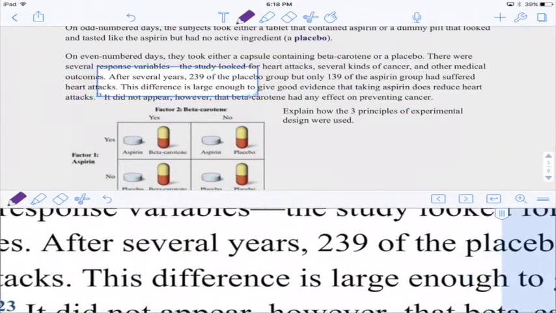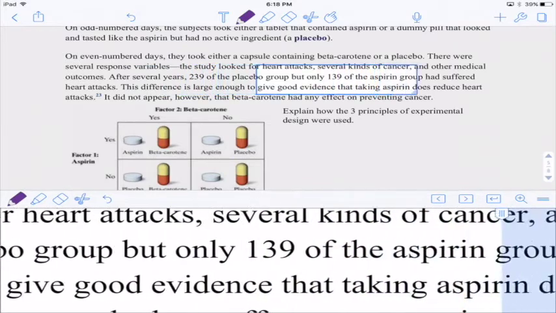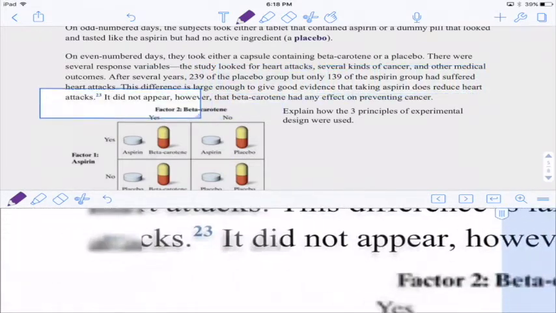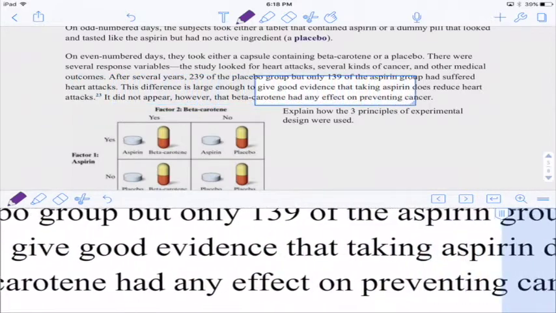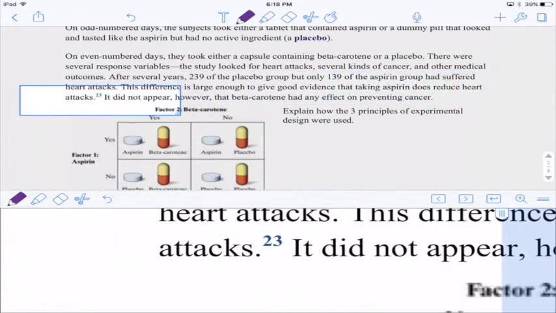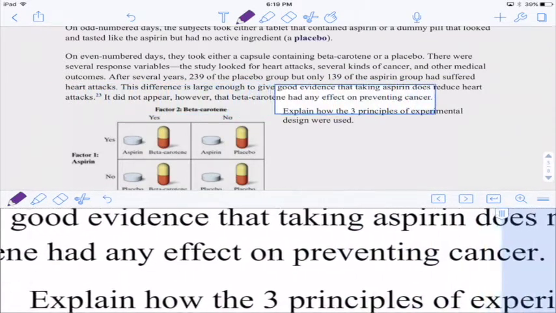After several years, 239 of the placebo group, but only 139 of the aspirin group, had suffered heart attacks. This difference is large enough to give good evidence that taking aspirin does reduce heart attacks. It did not appear, however, that beta-carotene had any effect on preventing cancer.